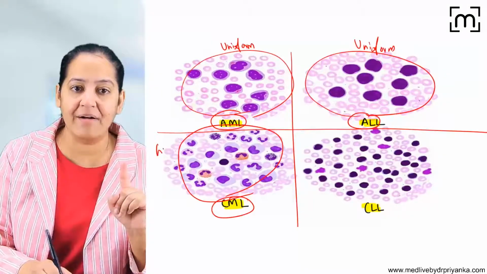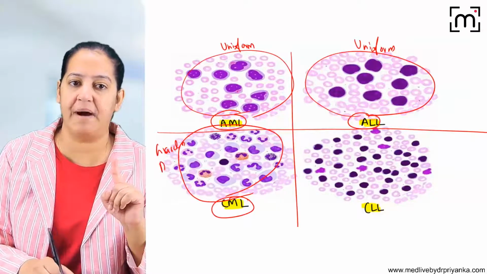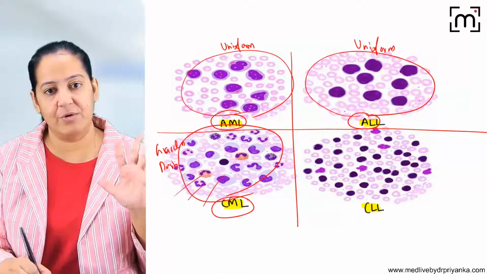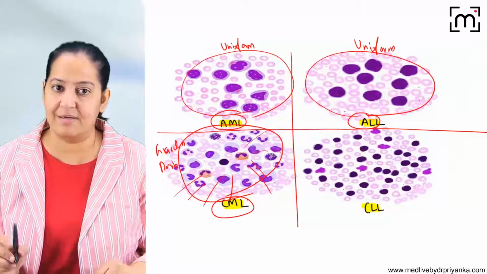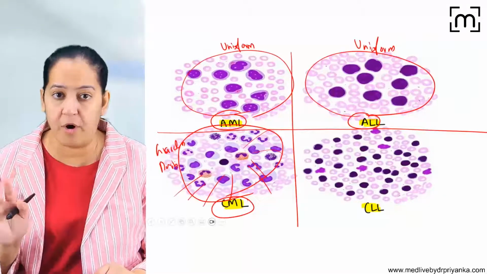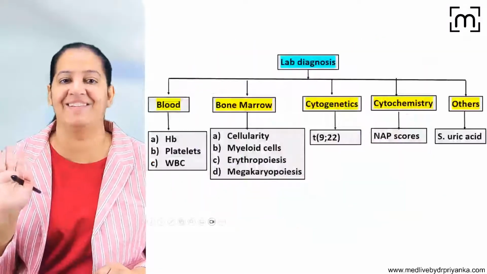But in CML it's garden party appearance. I told you, no? Garden party appearance. So different type of cells. You get 7 to 8 type of cells there. So that is garden party appearance, not school uniform, in contrast to AML and ALL. So that is the thing.